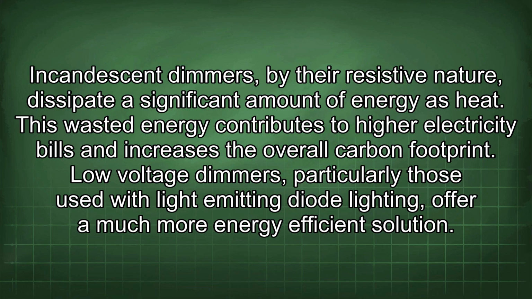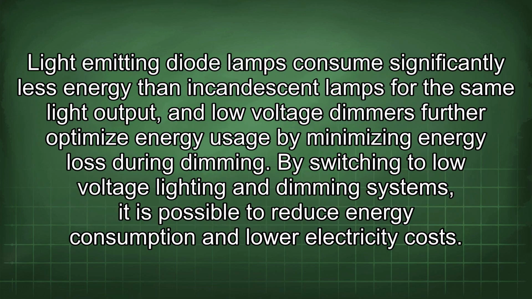Low-voltage dimmers, particularly those used with light-emitting diode lighting, offer a much more energy-efficient solution. Light-emitting diode lamps consume significantly less energy than incandescent lamps for the same light output, and low-voltage dimmers further optimize energy usage by minimizing energy loss during dimming. By switching to low-voltage lighting and dimming systems, it is possible to reduce energy consumption and lower electricity costs.